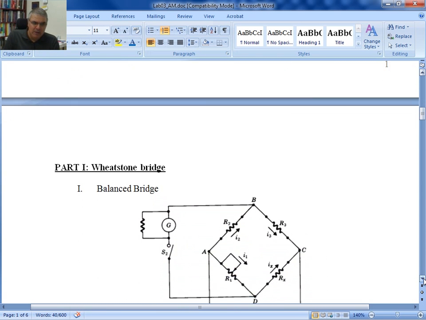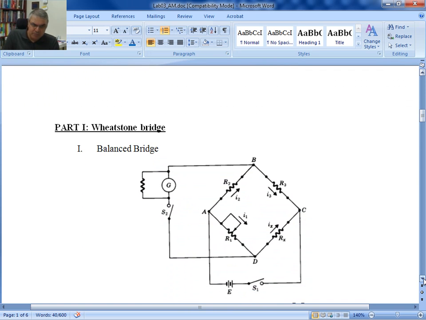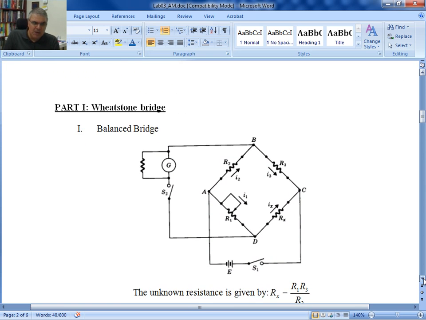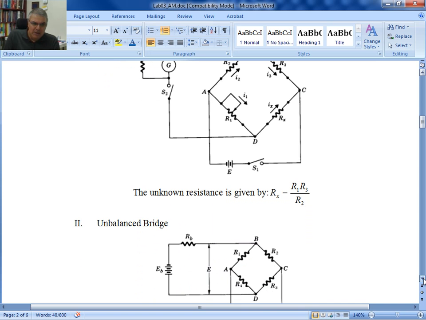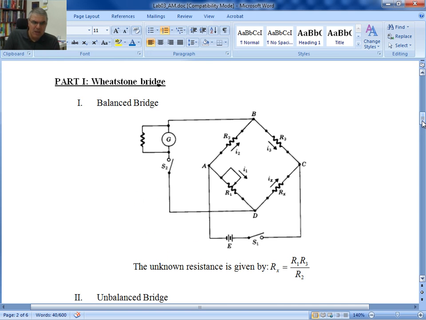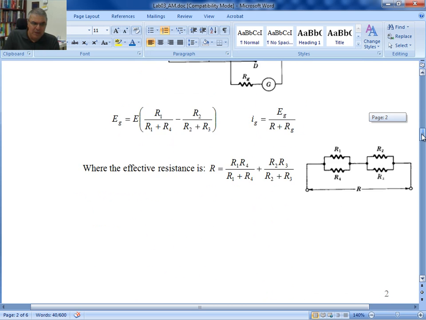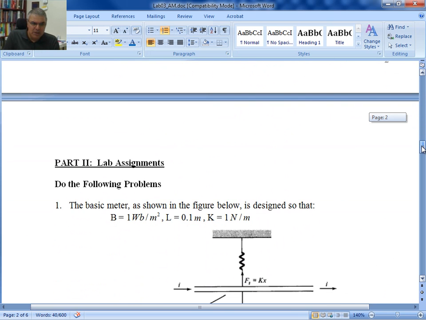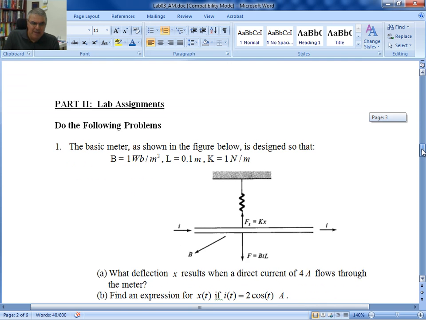But let me get into the assignment itself. Don't be scared by part 1 of this assignment. It's really pretty straightforward. There's some information given here, and I would actually use it later in solving some of the problems, so let me skip over it for now. These are the sub bridges that we use in circuits: Wheatstone bridge, balanced and unbalanced. So let me move down and start talking about the lab assignment itself.